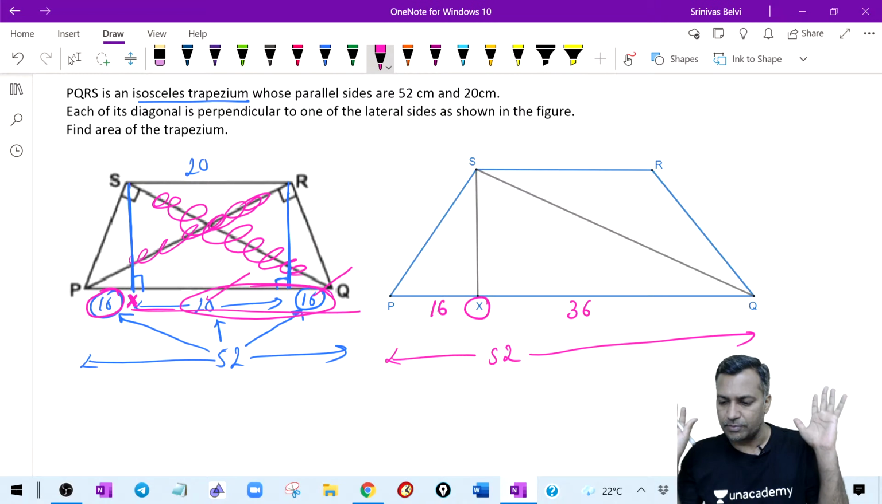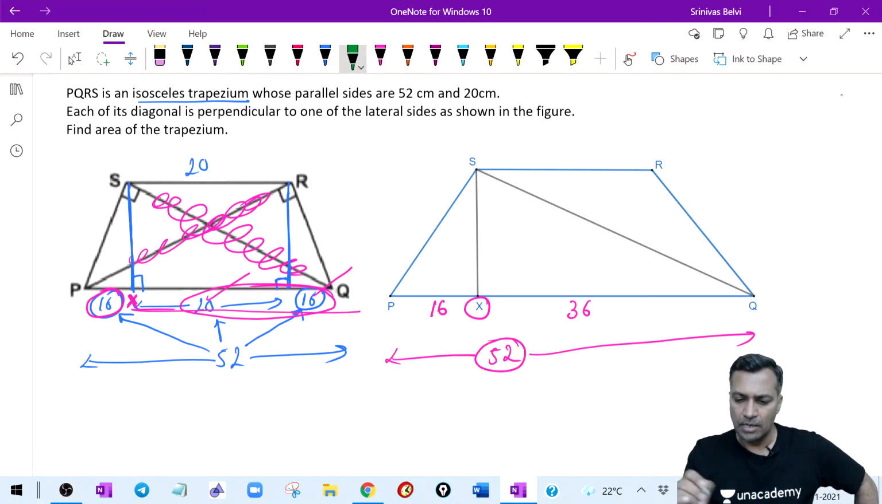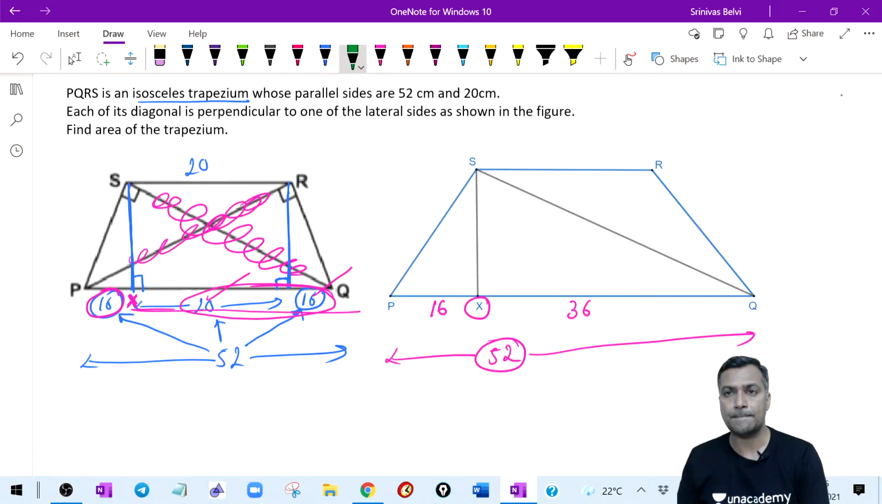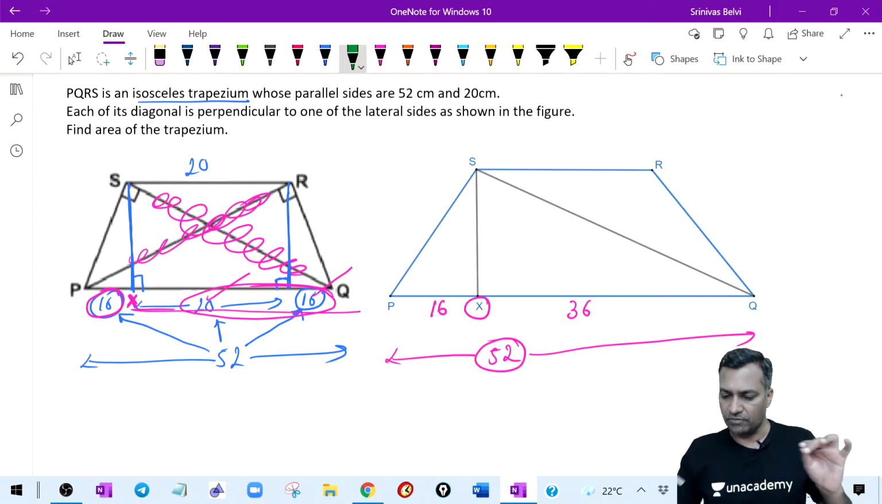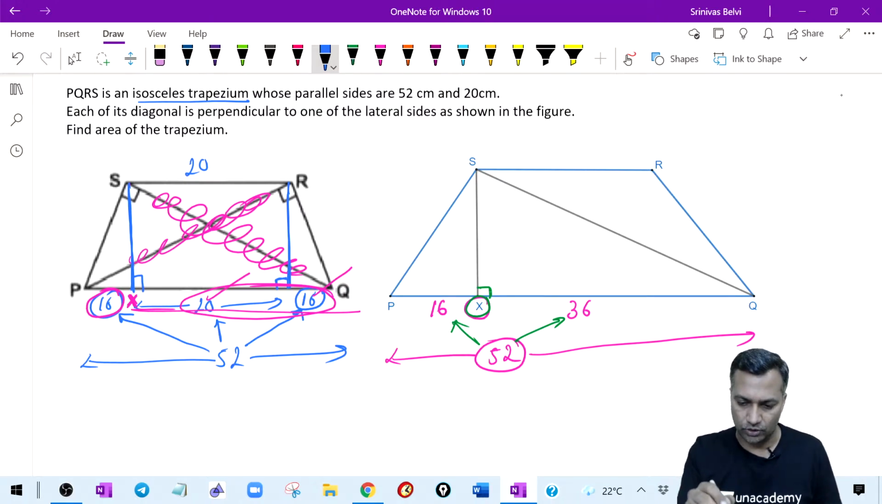Give me a quick confirmation that so far you are clear. The breakup of 52 is clear, everybody? Are you clear with this 16 versus 36 at X? X is the point. SX is the perpendicular to PQ. That is clear. 16 versus 36 is clear, because my job is done the moment I realize that fact. This is the first job. Then the question is over now.